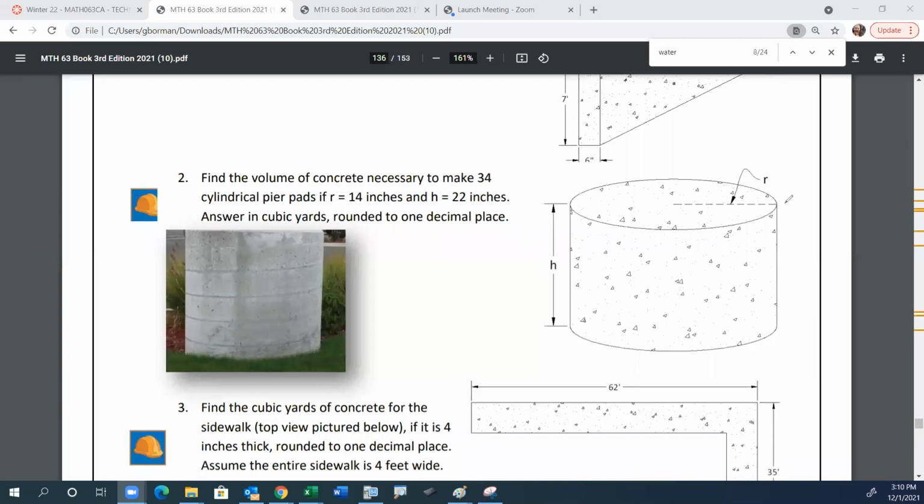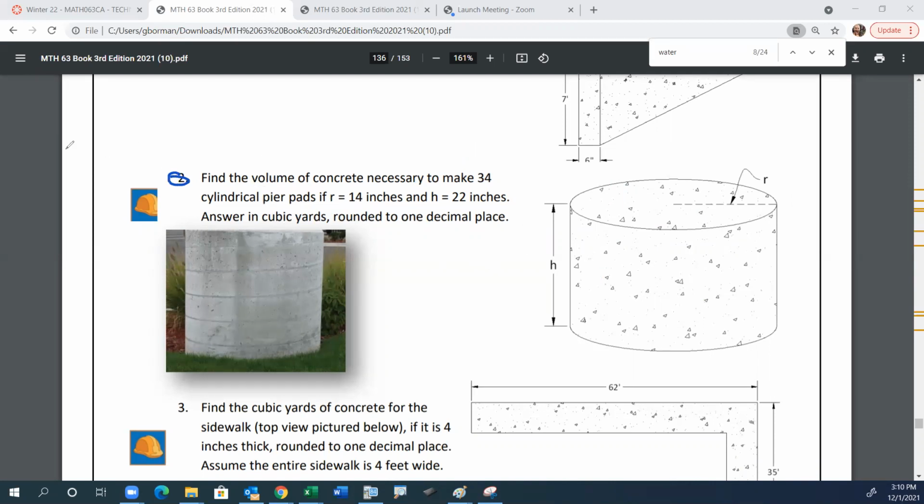Okay, let's tackle this. In this section, we're talking about volume. Volume is three-dimensional, whereas area is two-dimensional. That's why with area you get things like square inches, and with volume you get things like cubic inches. Okay, so on number 2, we have a cylinder, and it says find the volume.